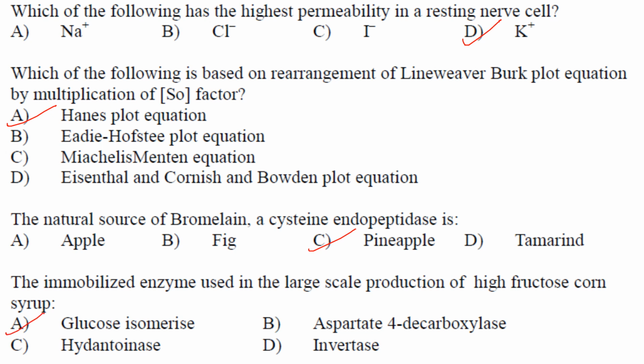Aspartate 4-decarboxylase is involved in amino acid metabolism. Hydantoinase is used in antibiotic production, and invertase hydrolyzes sucrose to glucose and fructose, and it is not involved in high fructose corn syrup.